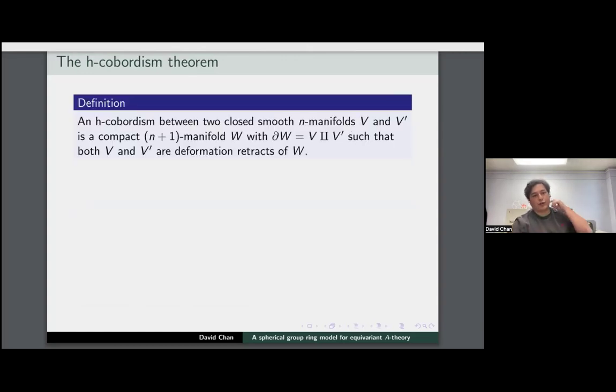Next, I want to talk about Whitehead torsion, and I want to sort of come at it from the approach of the H-cobordism theorem. So to do this, I have to define what an H-cobordism is. So if I have two smooth n manifolds, V and V prime, then a cobordism between them is an n+1 manifold W whose boundary is the union of V and V prime. And we say it's an H-cobordism if, moreover, V and V prime are deformation retracts of W. So in particular, V and V prime and W are all homotopy equivalent because you have this deformation retract. And that's what the H stands for. So this is a cobordism with the added hypothesis that you have these deformation retracts.